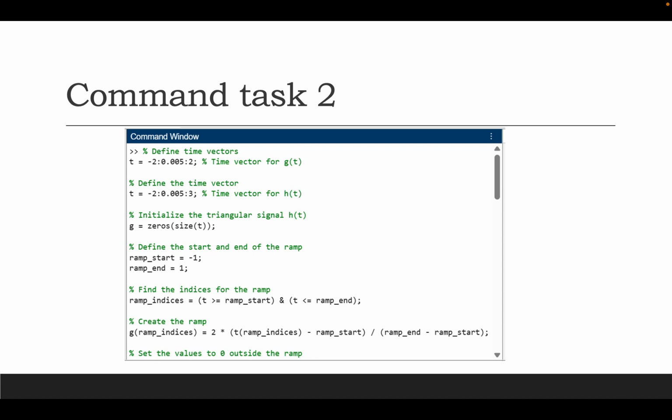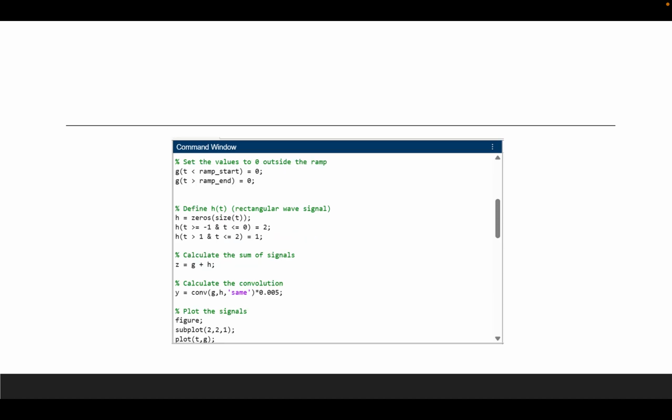So this is the command for task 2. First, define the time vector and initialize the triangular signal for g(t). Define the start and end of the ramp. Find the index for the ramp. Create the ramp, and set the values to 0 outside the ramp. Define h(t), the rectangular wave signal. Calculate the sum of the signals. Calculate the convolution, and plot the signals.